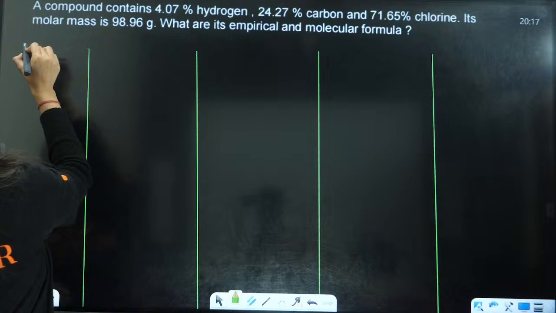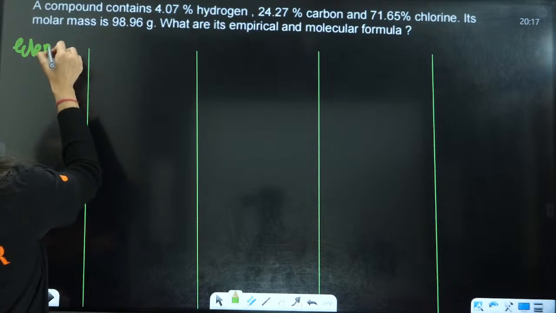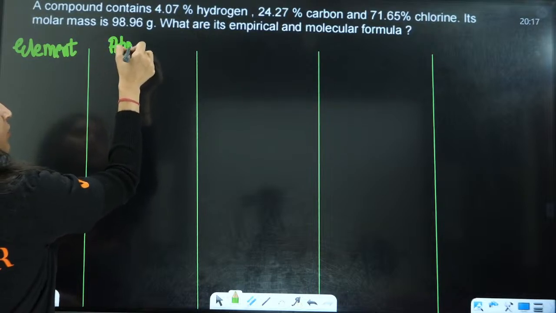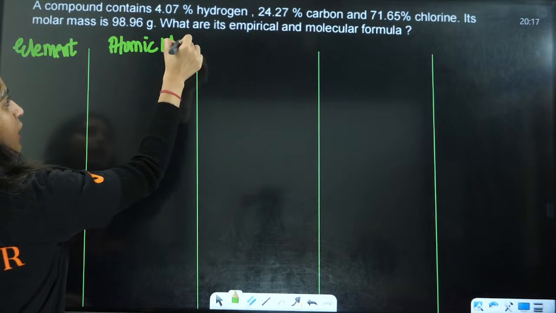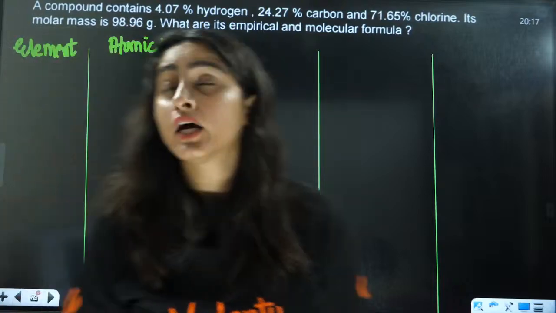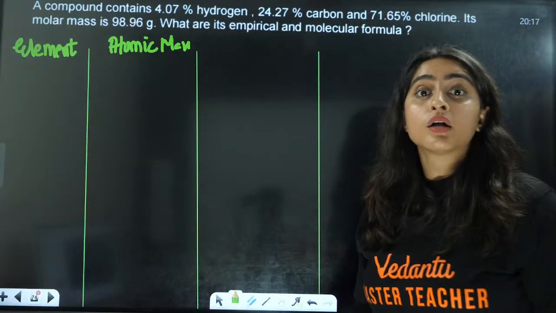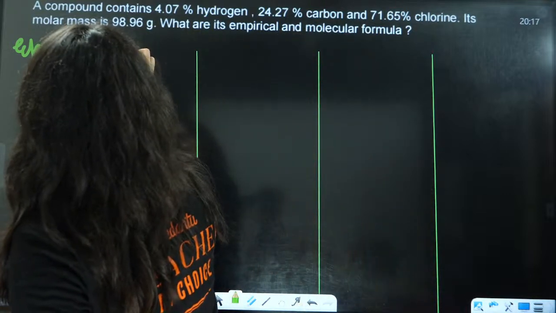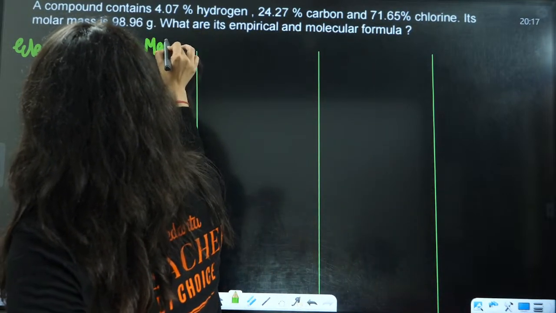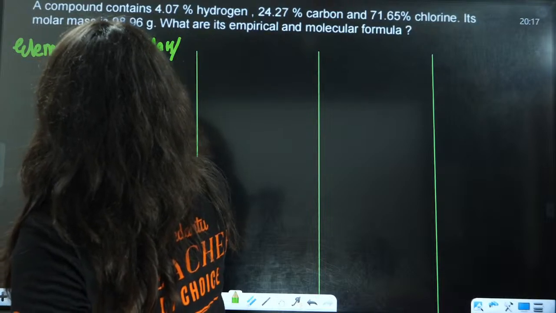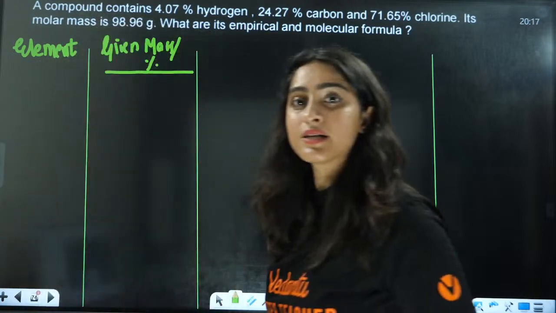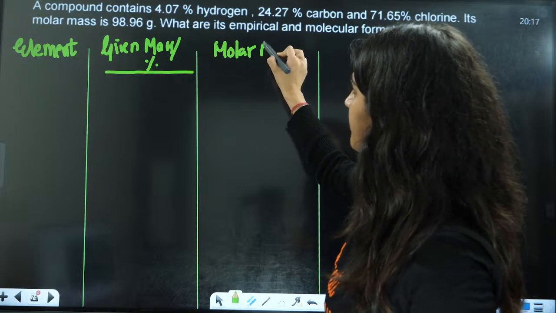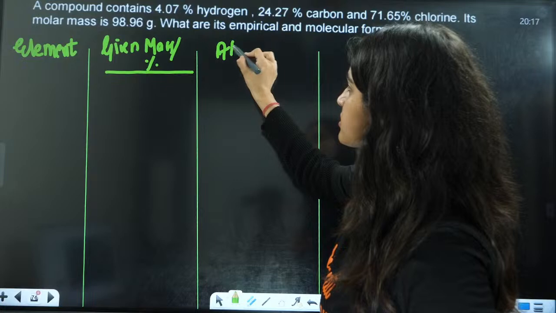This is the element, this is the atomic mass. And how will you write the atomic mass? Here we are given the percentage, no mass is given to us. So I'll write it here, given mass, or you can write percentage here. Here you will write the molar mass, or I'll write it as atomic mass.